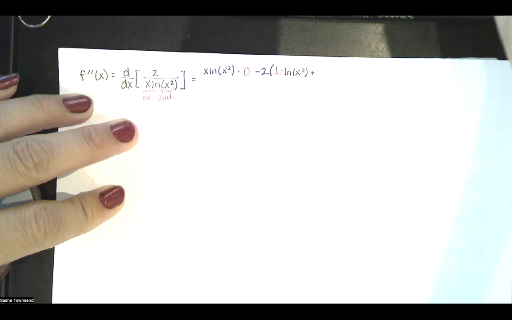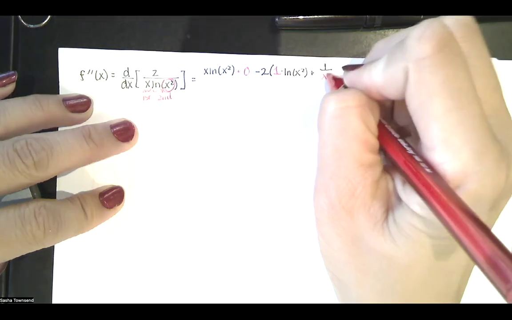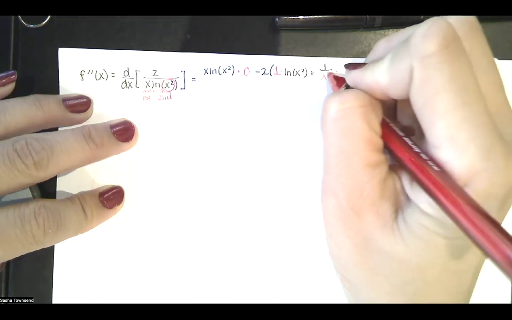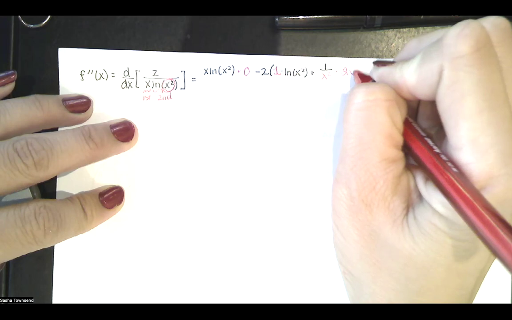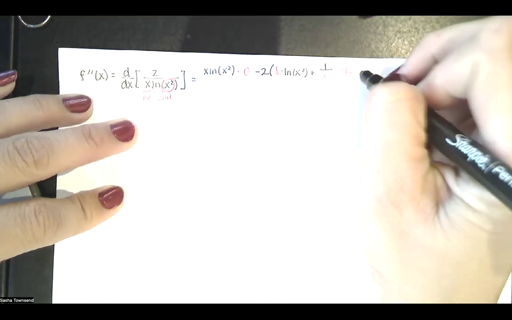So what's the derivative of natural log of x squared? It's 1 divided by the inside function, because we got a function inside there, right? Times the derivative of the inside. Derivative of x squared is 2x. So that's the derivative of the second, and then we have to multiply by that first function x.